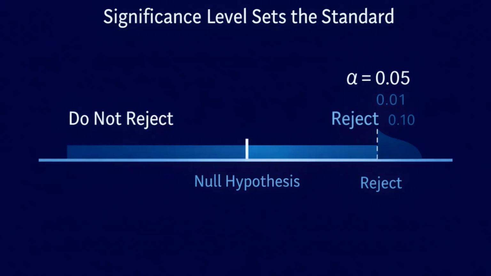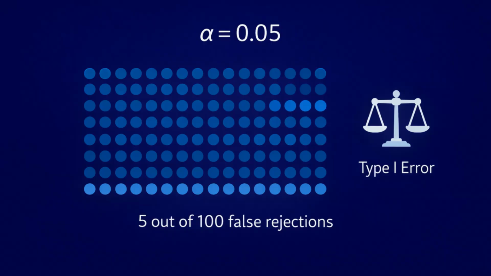The level of significance is chosen before looking at the data. It sets the standard for how strong the evidence must be before we reject the null hypothesis. Common choices are 0.05, 0.01, or 0.10. If we choose a significance level of 0.05, that means that if the null hypothesis is actually true, about 5 out of every 100 repeated tests would incorrectly reject it in the long run.